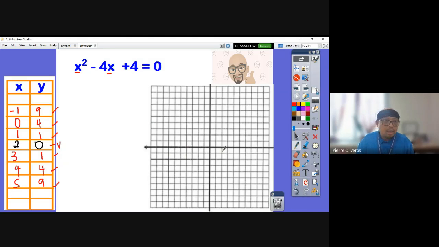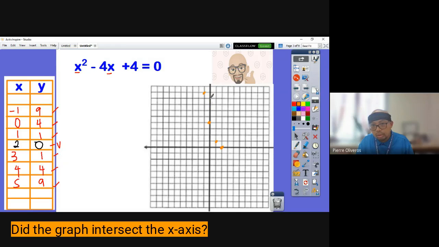So where's our vertex? 2, 0 right here, and then 1, 1, 0, 4, and negative 1, 9. Negative 1, 4, 5, 6, 7, 8, 9 over. And then reflection on the other side. Boom. Make sure you connect it with a U shape.